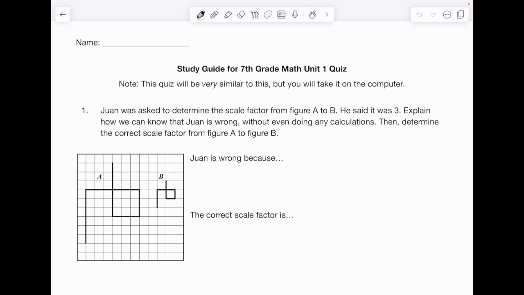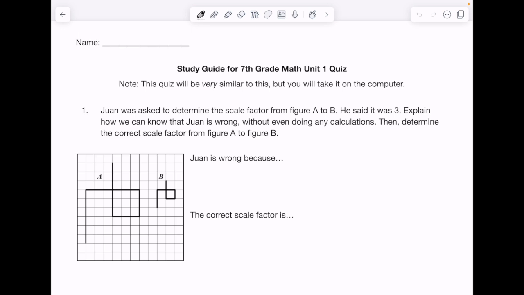The quiz you'll take on the computer, but it's going to be very similar to this, and I will have a couple paper copies available for you to reference. The quiz will be just like the study guide, almost to a T, question by question, super aligned. So if you understand and can do all the questions on this study guide correctly, independently, then you should be totally set for the quiz.